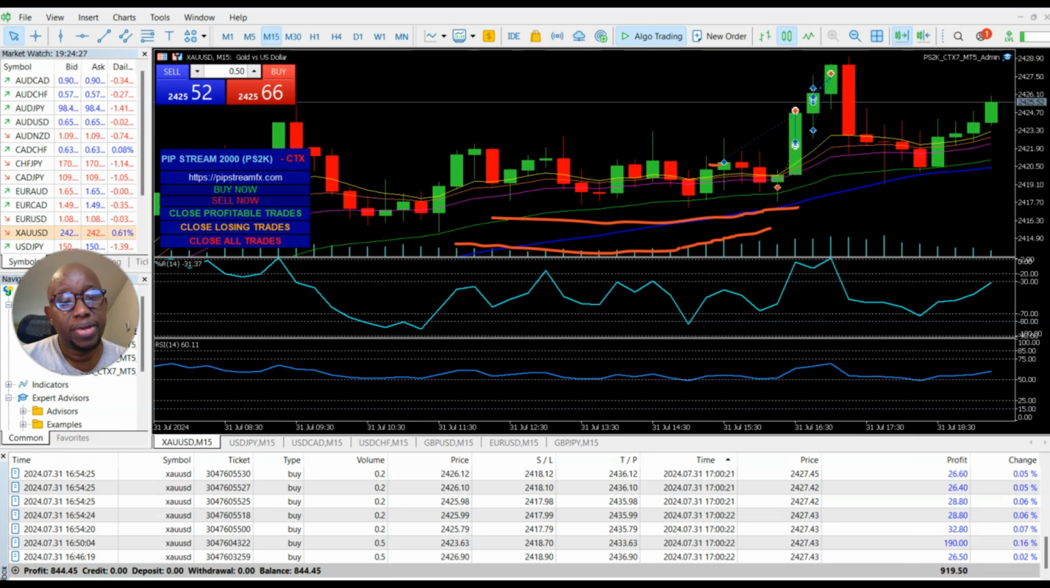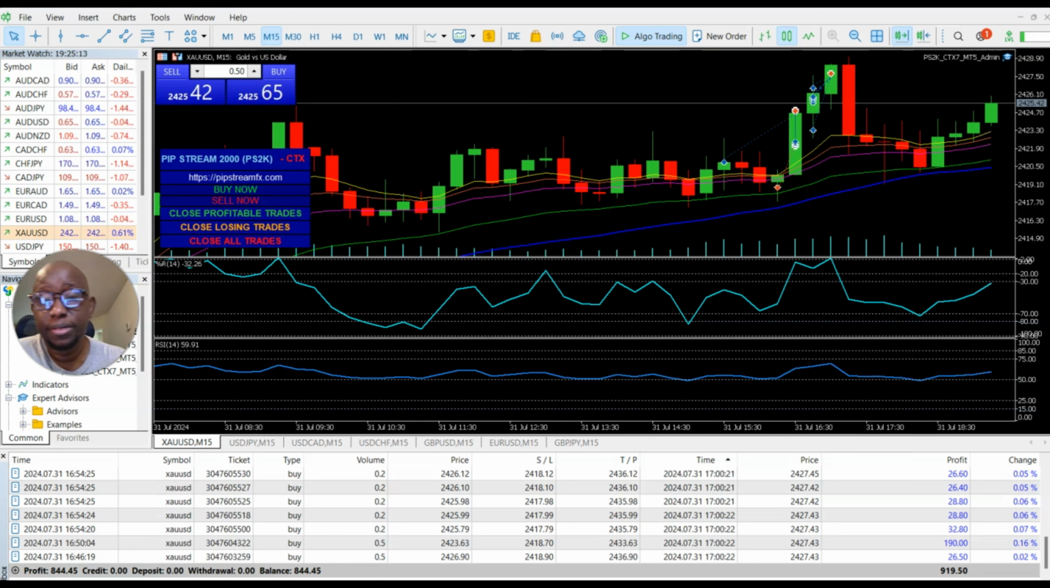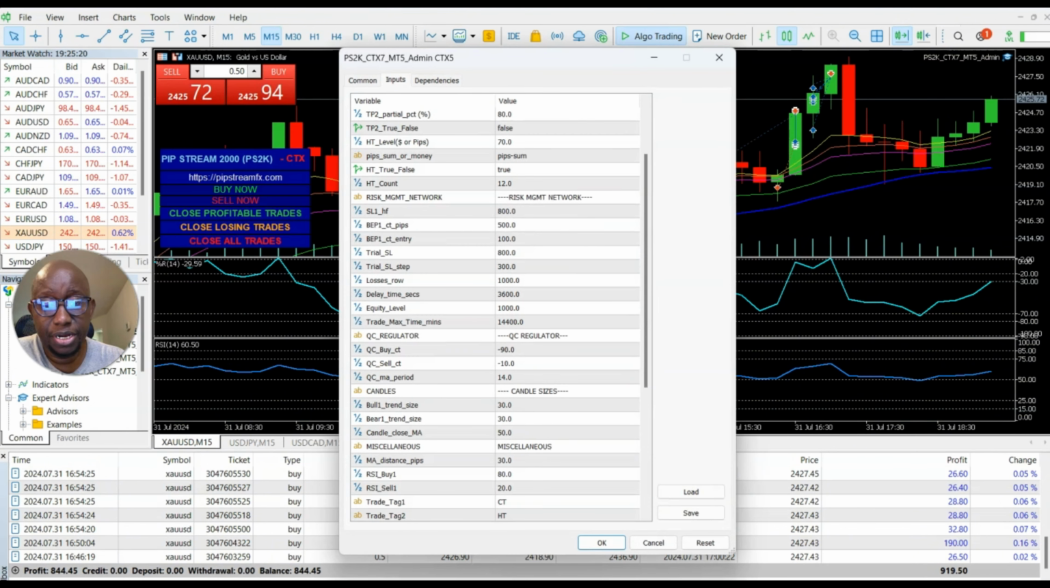Didn't quite take off, came back down a little bit. So I was a little bit unsure. So I put in a hedge trade of a sell, knowing that if it went down, the buy trade would close around the blue line because of the settings on PS2K.